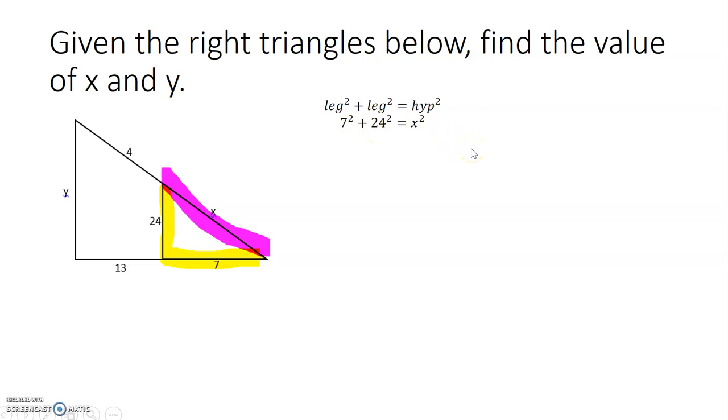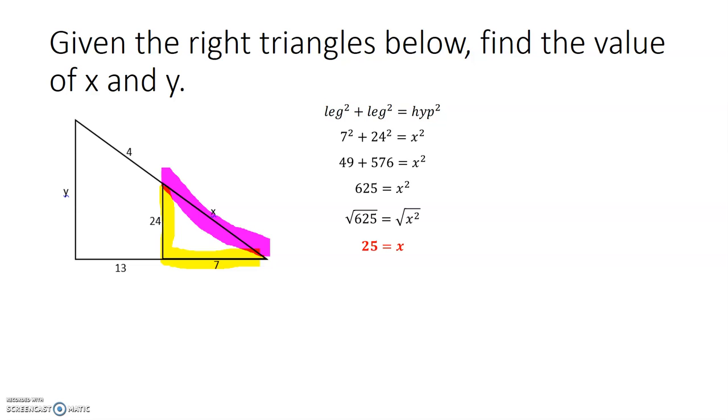And like we said with the last one, if I have exponents and addition, I am supposed to do the exponents next. So 7 squared is 7 times 7, that would give me 49. 24 squared is 24 times 24, that would give me 576. So just from there, I'd have 49 plus 576 equals x squared. I am able to combine 49 and 576. That gives me 625. So then I'll have 625 equal to x squared.